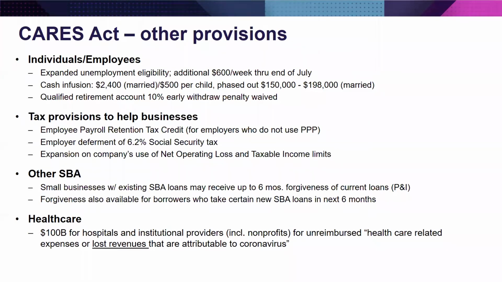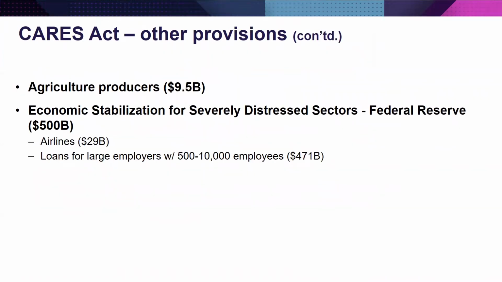In the healthcare arena, there's $100 billion in the CARES Act for hospitals and institutional providers, including nonprofits, for unreimbursed healthcare-related expenses or lost revenues that are attributable to coronavirus. We have a healthcare nonprofit team at Lathrop GPM working on that for several healthcare providers. And finally, there's a relatively small measure of $9.5 billion for agricultural producers of all shapes and sizes that really is under the discussion of the Secretary of Agriculture to determine how that will be made available.